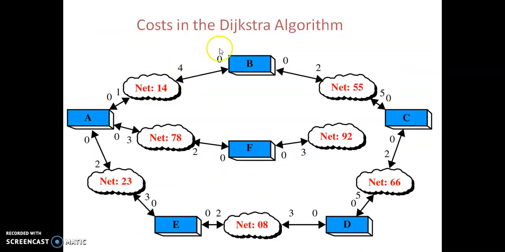We'll explain now the cost in Dijkstra's algorithm. This is the outbound cost. When a packet moves from router A and reaches the network, the cost is 1, and this is the inbound cost 0. When any packet moves from the network to the router, the cost is obviously 0. So the cost is mentioned here.